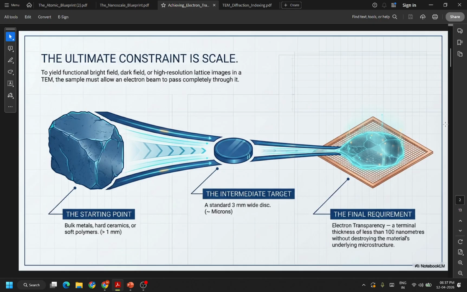So to yield functional bright field, dark field, or high resolution lattice images in a TEM, the sample must allow an electron beam to pass completely through it. So we need a terminal thickness of less than 100 nanometers without destroying the material's underlying microstructure.